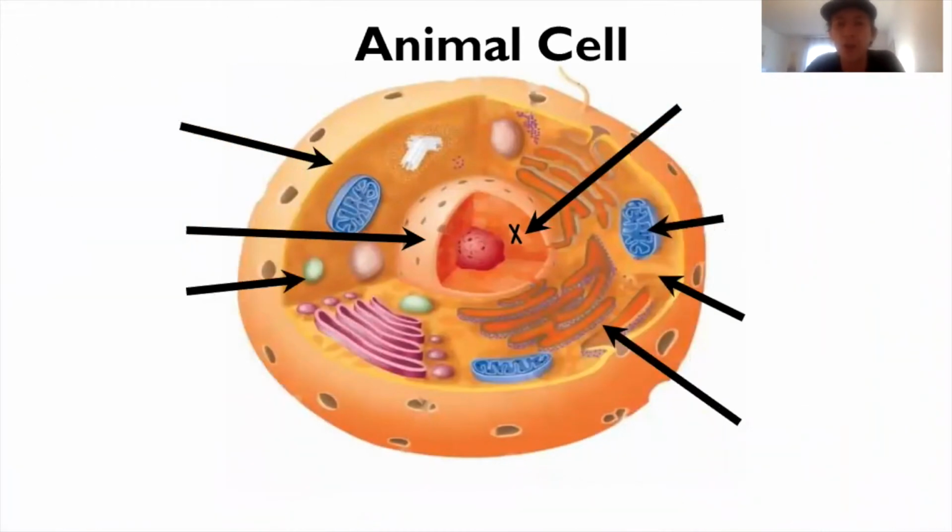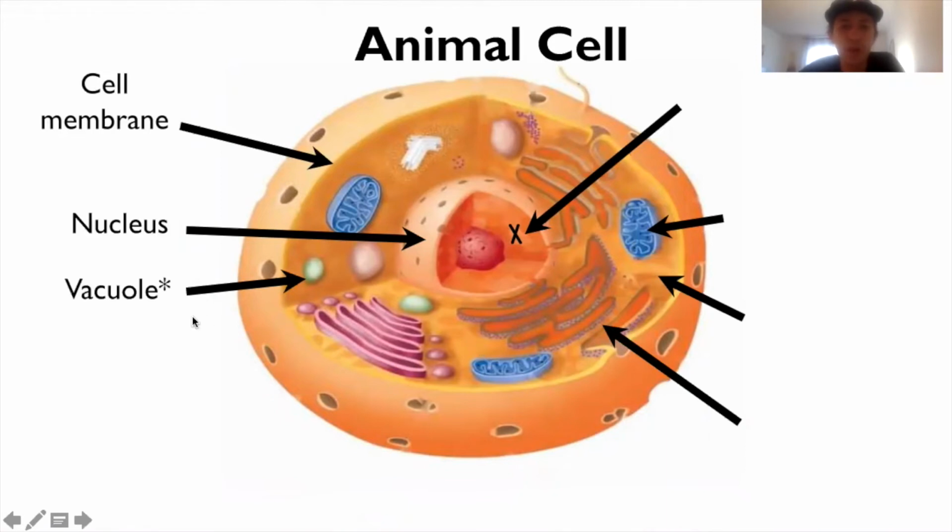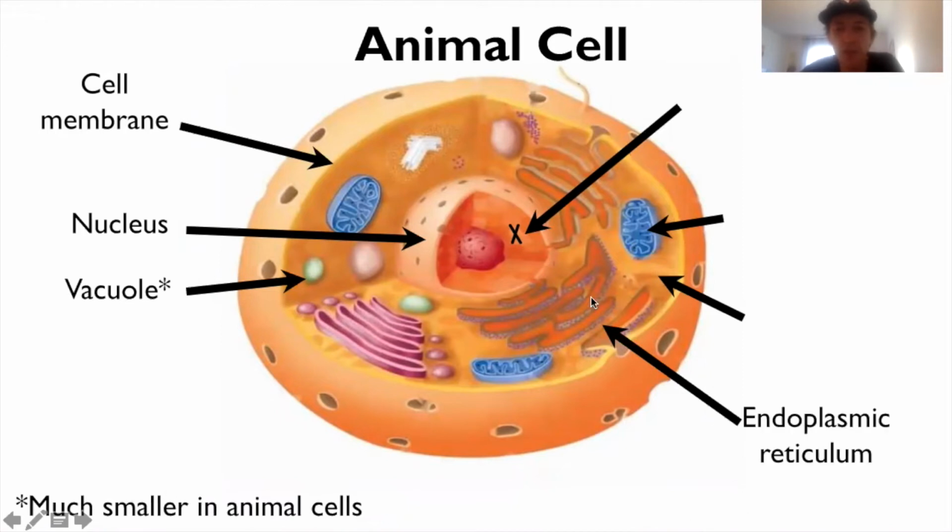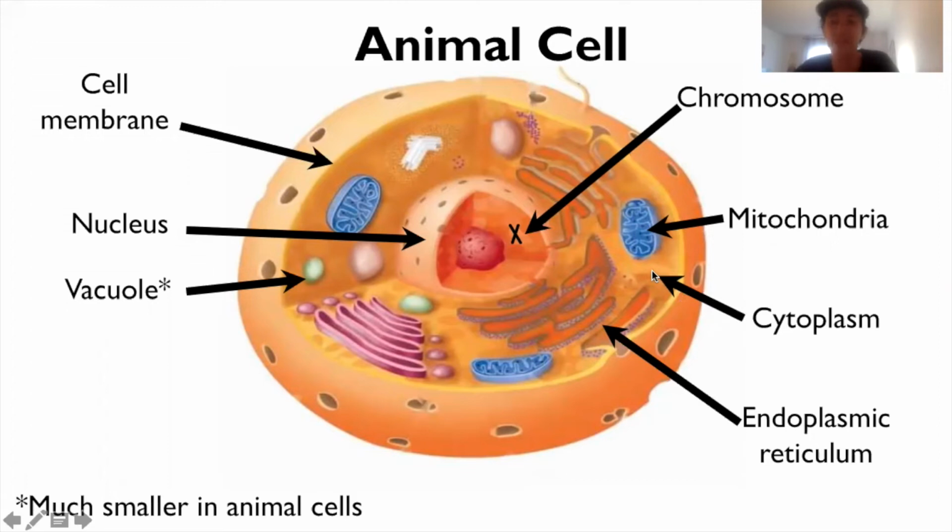Just to show you all the different parts of the cell one more time, this is the outer membrane here, the cell membrane, the nucleus, the big core in the middle, a vacuole, which I'm just going to point out is much, much smaller in animal cells, the endoplasmic reticulum, that big assembly line, the chromosome, which is that X-shaped bundle of DNA, the mitochondria, the powerhouse of the cell. And this arrow is pointing to nothing in particular. I'm trying to point out the cytoplasm, that fluid that holds everything up.